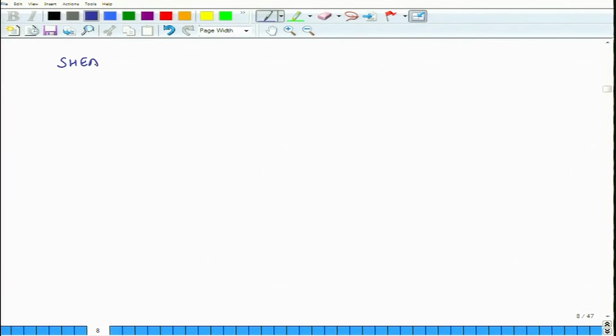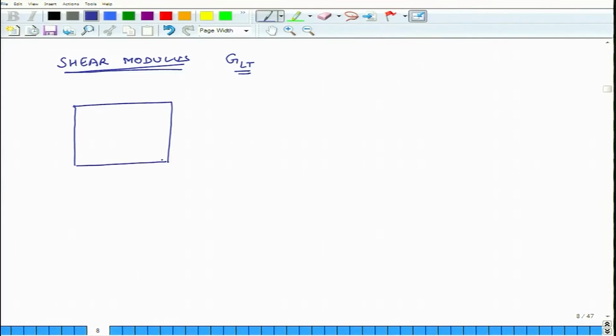Now, we will move on to predicting shear modulus of unidirectional laminates. So, this is designated by the symbol GLT. So, before we work on GLT, let us quickly recap how do we compute shear modulus of any material. Suppose this is a homogeneous isotropic material, let us say for instance steel or glass or anything, and if I have to compute its shear modulus, what do I do?